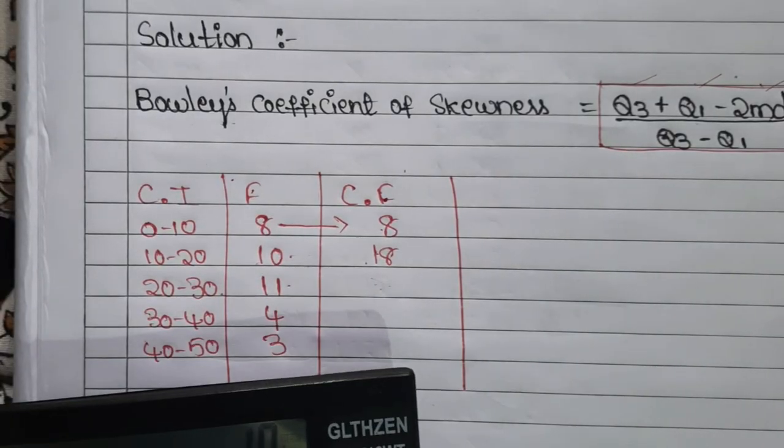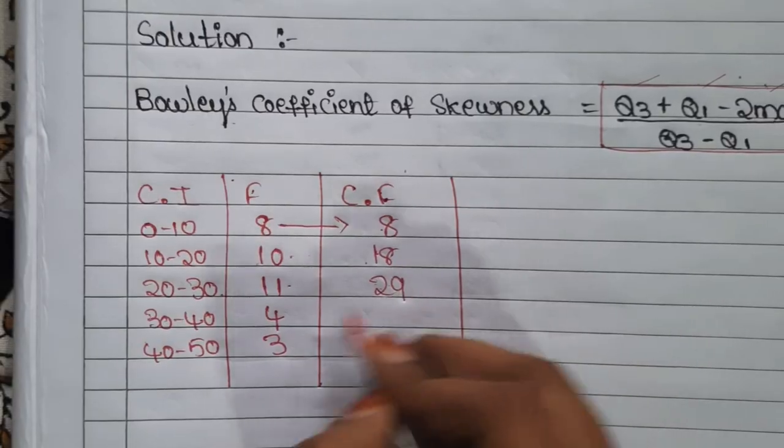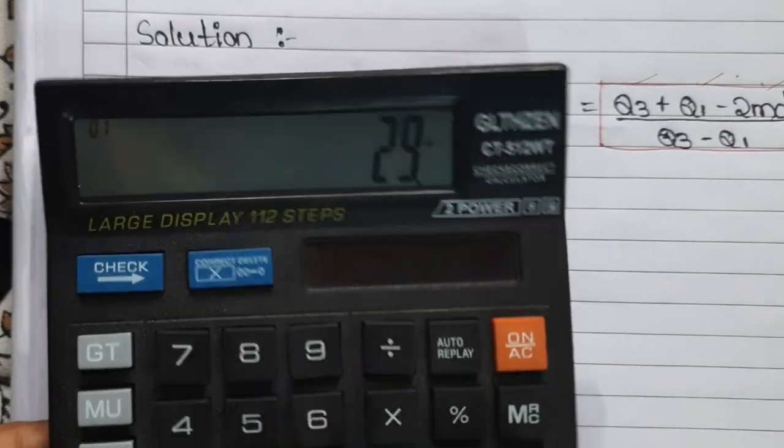18 plus 11, how much is it? It is 29, right? 29. Then 29 plus 4.